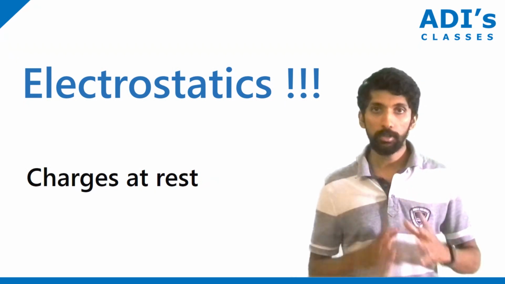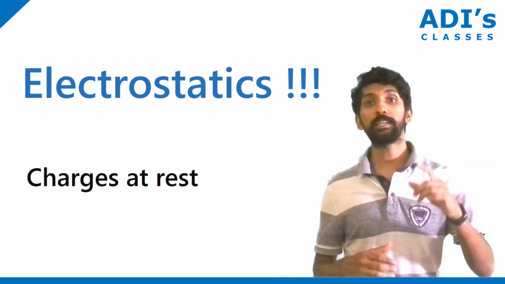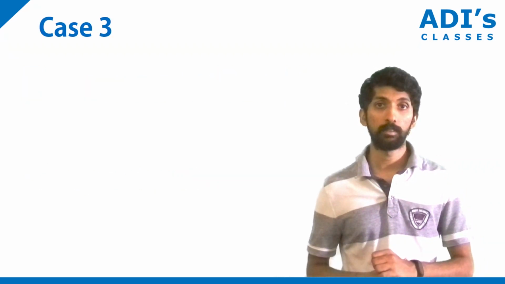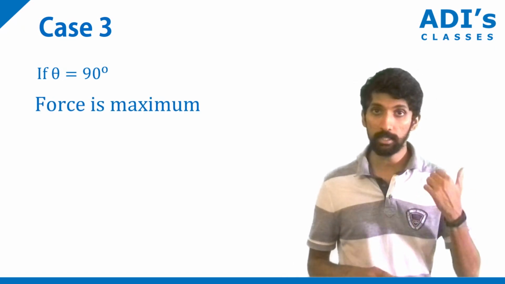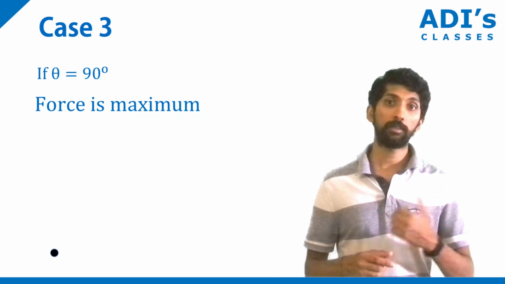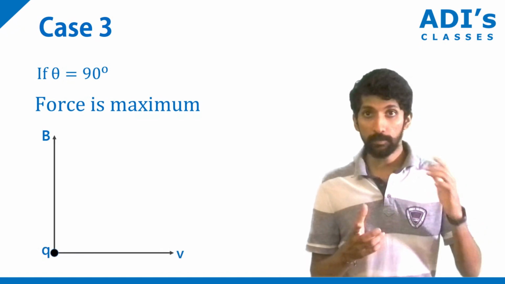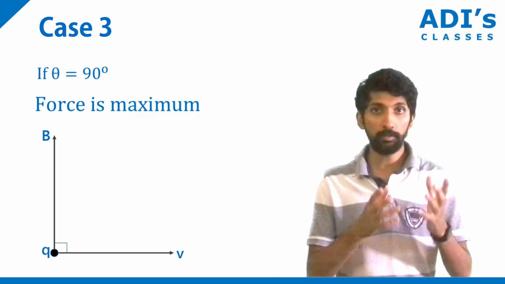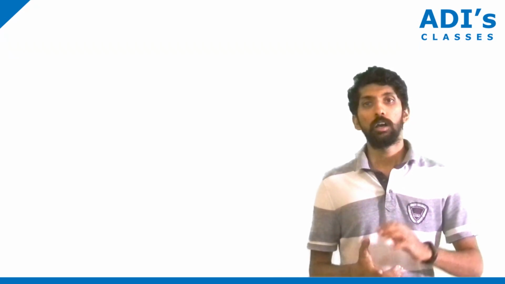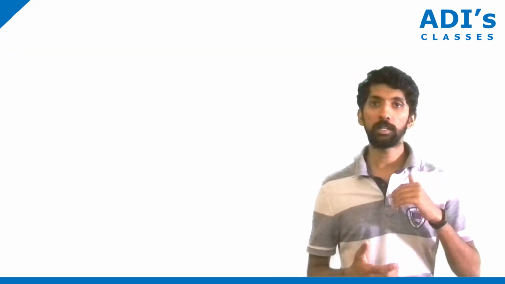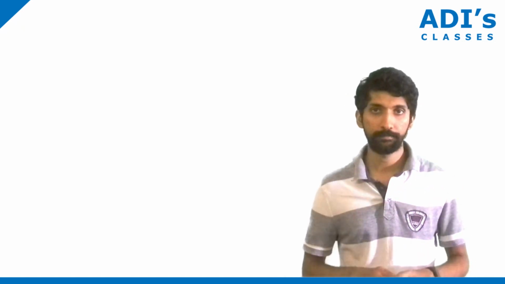Now we learned about when it is 0, right? Now what if theta becomes 90 degree? Then force is maximum, right? If you look at this, this is a charge. What we have is the velocity and force. They're perpendicular to each other, correct? So if they're perpendicular, then obviously QVB sine 90, so it will be just QVB, right? So we learnt about force, we learnt about when it is 0, when it is maximum, all these cases.